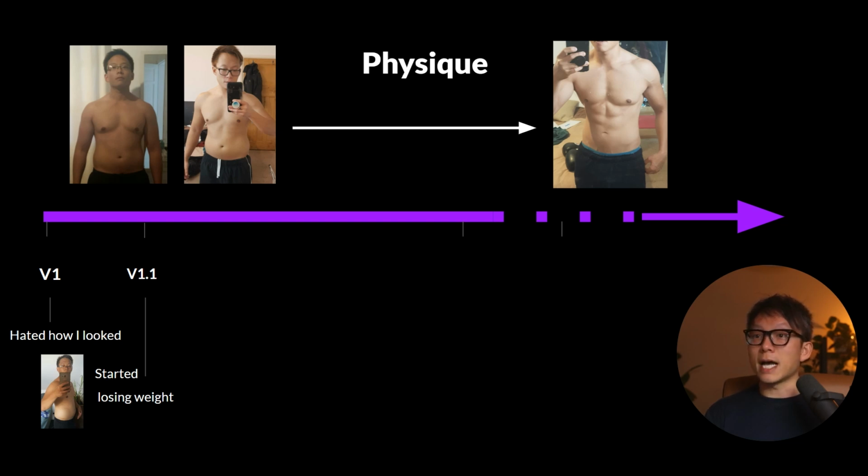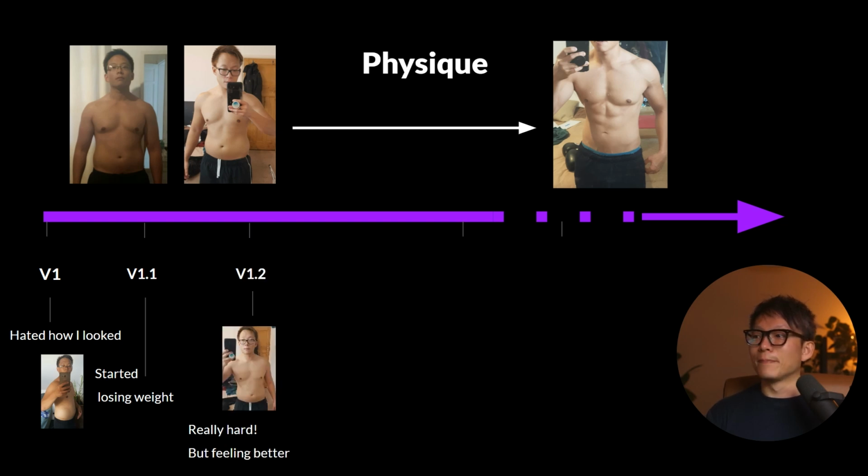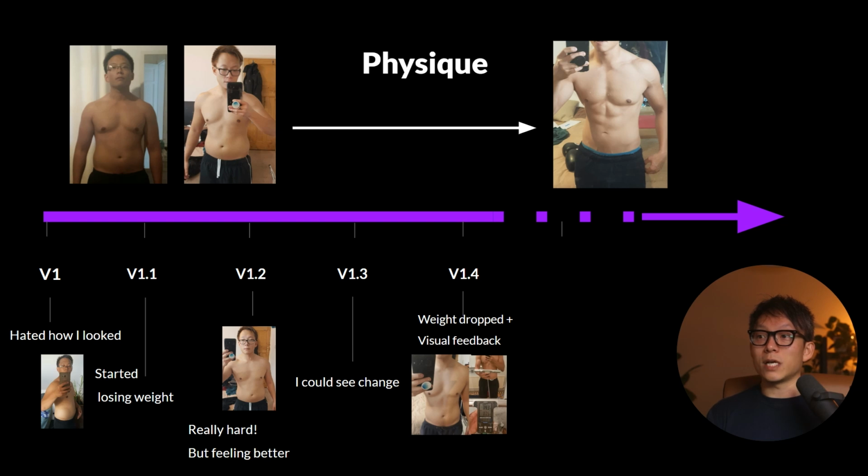And anyway, I started to lose weight and I could see the numbers starting to fall ever so slightly on the scales. It was really hard, but I already started to feel better. And I could start seeing changes at this point. The weight was dropping and I was starting to get some visual feedback. And so I set these things. I would weigh myself quite regularly to track this because sometimes you can't see things as fast as you can on the numbers, and vice versa, actually.